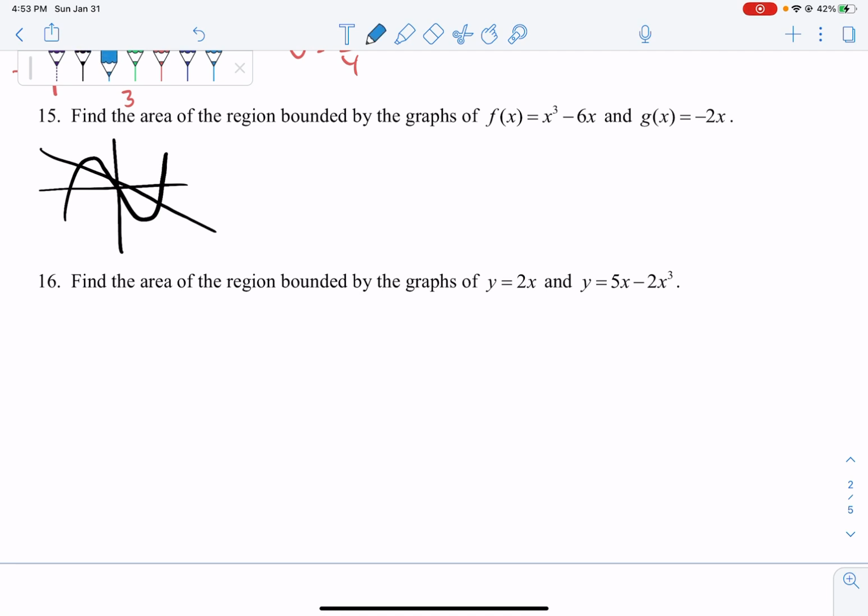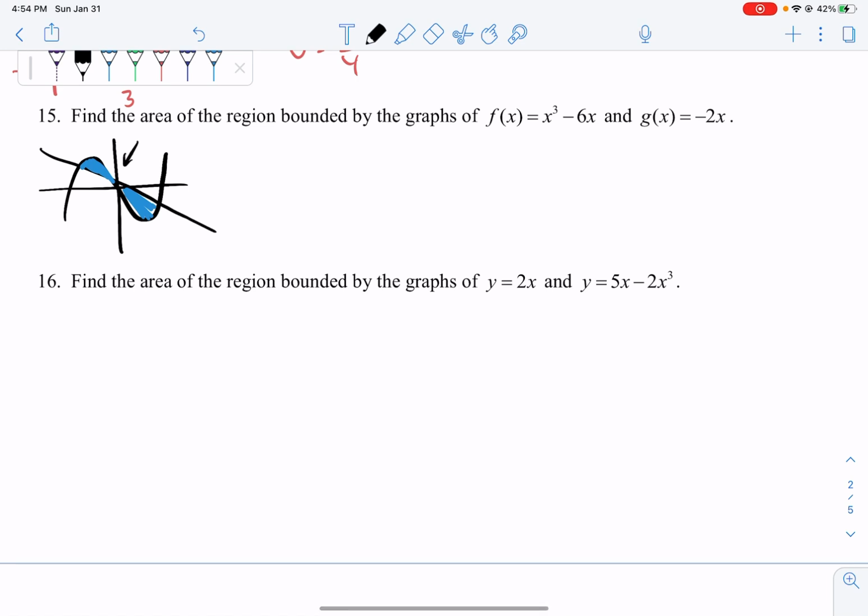Now, what we need to be careful of on this one is I'm looking for the region bounded by these two graphs, and I've got a region right here, and I have a region right here. So I've got two regions that I'm looking for. And my top and my bottom curve change depending on which region I'm calculating. On the AP test, I would assume that a question like this is definitely going to be a calculator question.